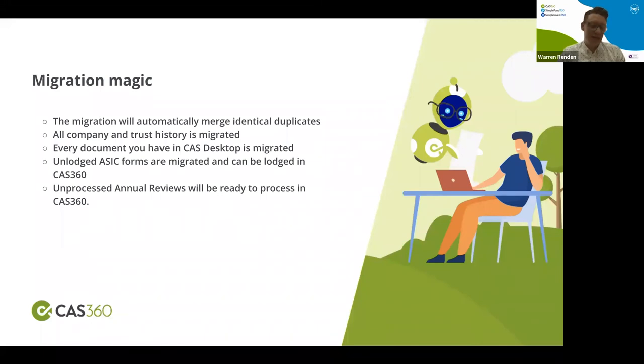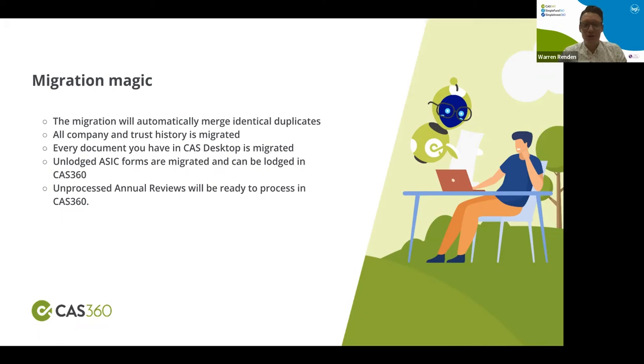We've gone to even the key details, things like trace numbers. Your trace numbers that you have in CAS Desktop are transferred across, and they are the trace numbers you have in CAS 360. And the very first document you prepare in CAS 360 will continue along that trace number. So if you're up to 1,053, the first document you produce in CAS 360 will be 1,054. So we continue to keep those little details, like your trace number. They all get migrated, and you continue on that particular process.